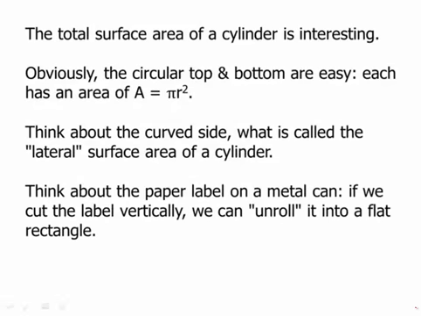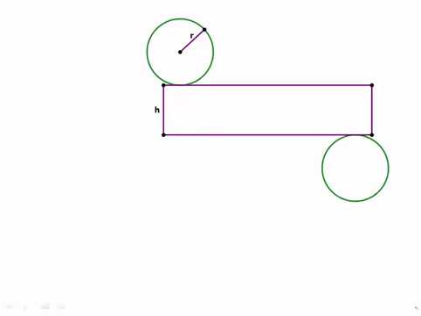Think about the paper label on a metal can. If we cut the label vertically, we can unroll it into a flat rectangle. So imagine that we do that. We cut that lateral side and unroll it into a rectangle. And so the whole surface area of the cylinder would look something like this.